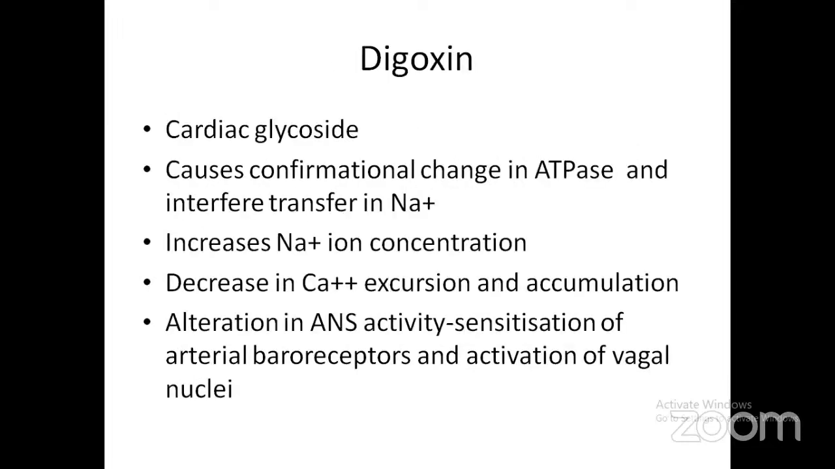Digoxin, it is a cardiac glycoside. It causes conformational change in ATPase and interferes with sodium transfer. It increases sodium ion concentration and decreases calcium excursion and accumulation. It causes alteration in autonomic nervous system activity, sensitization of arterial baroreceptors, and activation of vagal nuclei.